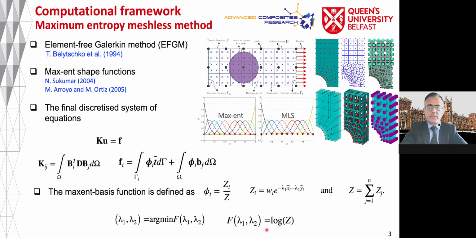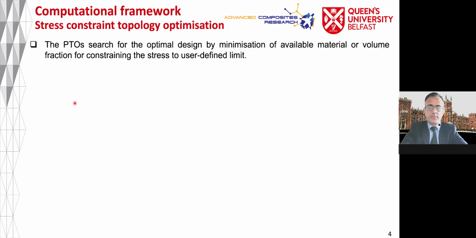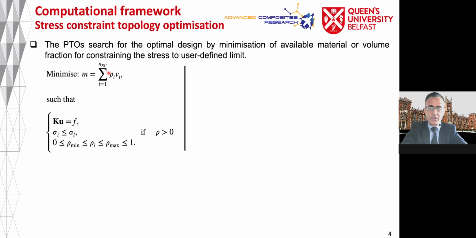Now the stress constraint topology optimization. So first we will start with the stress constraint. So we call this PTOS. So PTOS searches for the optimal design by minimizing the available material or volume fraction while constraining the stress to a user defined limit. So this is the main equation here, that we have to minimize the volume, and these are the constraints. So the equilibrium condition, the condition on the stress, and then the density is between 0 and 1.